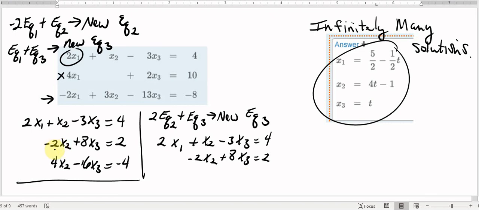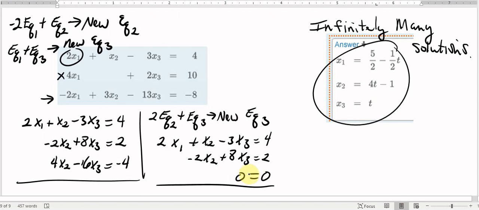Let's look back at this. Okay, that's good there. So 2 times equation 2 plus equation 3. So that gives us negative 4 plus 4 is 0. 16 minus 16 is 0. And that's equal to 4 minus 4 is 0. Now that's good. You can have that.